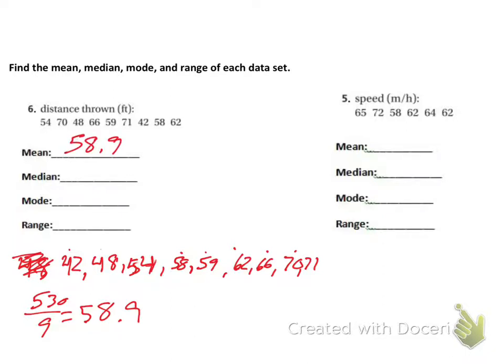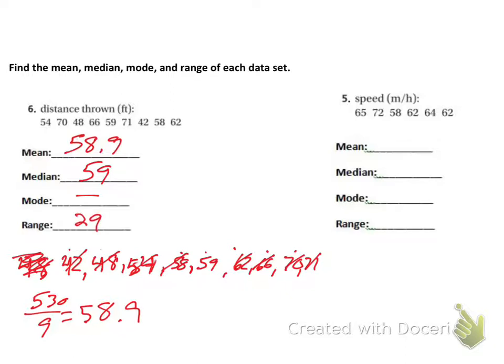The median is going to be the middle number, so I take 1 from each side until I get to the middle. So it's going to be 59. Mode is going to be the one that happens the most, so there's no mode. And then my range is my biggest minus my smallest, which should be 29.